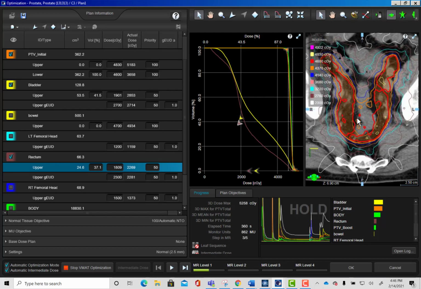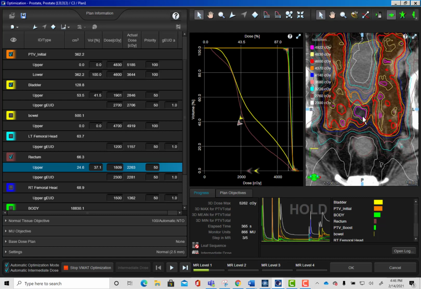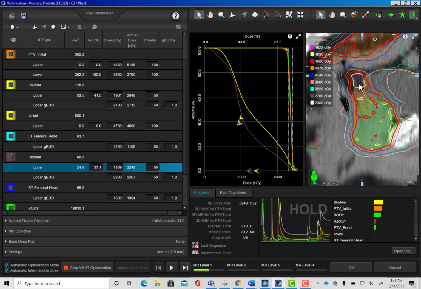The problem we're running into right now is right above that boost volume, so right here in between this PTV and in between the bladder and rectum, because we're pushing so hard on both these OARs and to get coverage over here, it's throwing a lot of dose right in between and above our PTV right here. So this is getting pretty hot, up to 5250. So we'll add that upper on our body in level 2 like we always do, and it should bring that down a little bit.